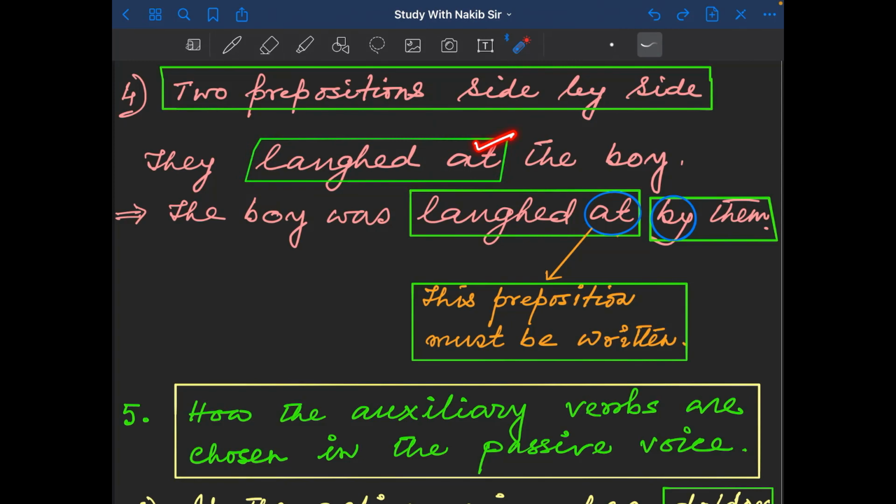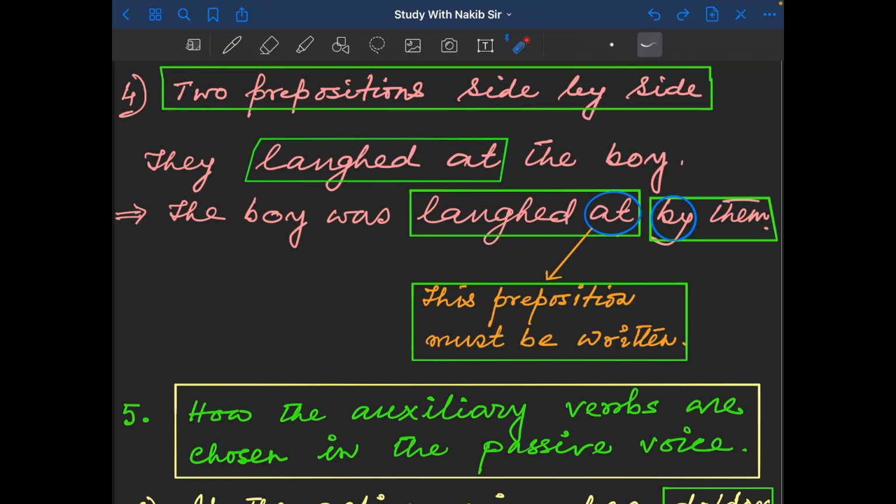So this is part of this verb. Don't look at this as a preposition. So there is no preposition. It is a phrasal verb. It is a group verb. Think this way and you will have no problem. They laughed at the boy.